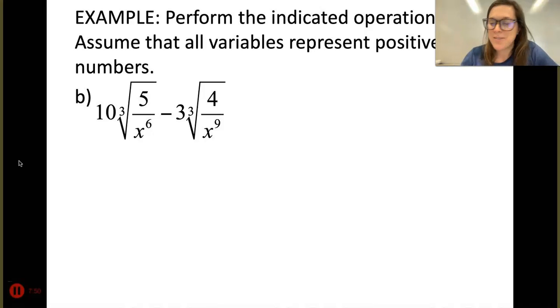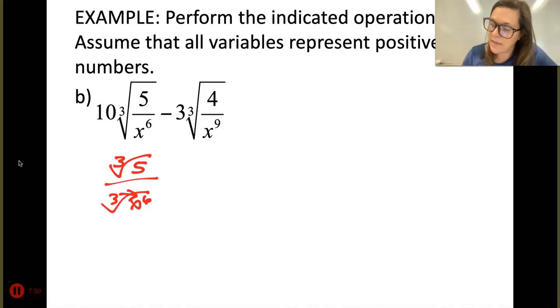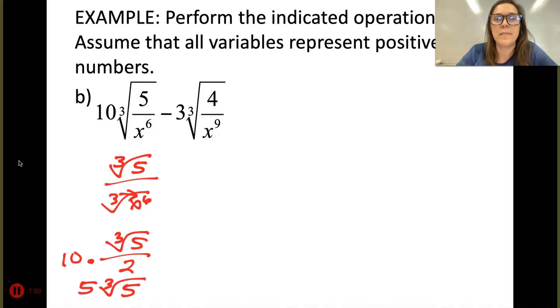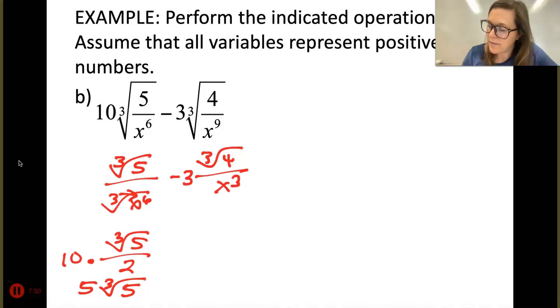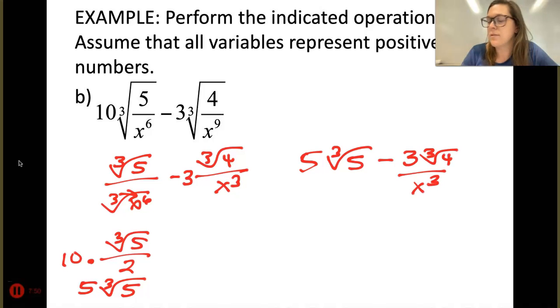All right, cube roots. Let's do the same thing. I can't simplify a cube root of 5. A cube root of x to the 6th, that's just going to be x squared, right? Because how many times does 3 go into 6? 2. So now I have a cube root of 5 all over x squared. Bring down that times 10 in front. So that goes to 5 cube roots of 5. And then on the other side, we have a cube root of 4. Can't take that over x to the 3rd minus 3. So now we have, bringing it all together, we got 5 cube roots of 5 minus 3 cube roots of 4 all over x to the 3rd.